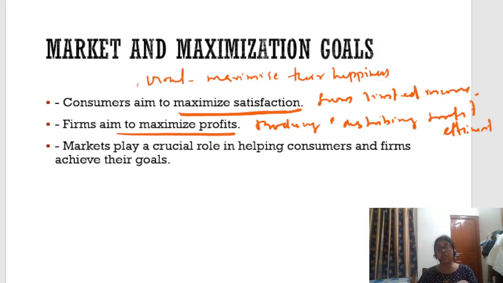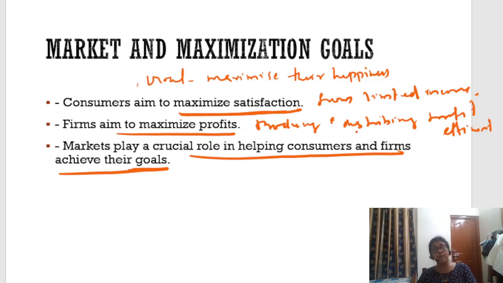With efficient production and distribution, firms try to maximize their profits, and markets play a crucial role in helping consumers and firms to achieve their goals. We will study more about the market and different market conditions in the coming sessions. Here you just have to keep in mind that every individual unit, every person, tries to maximize their utility in all phases of life.